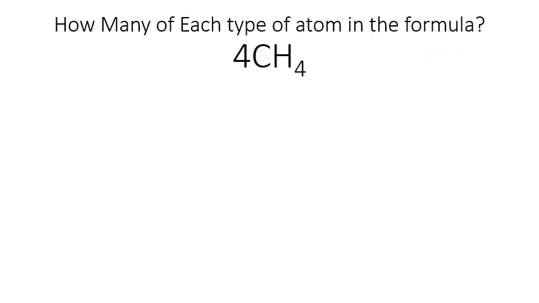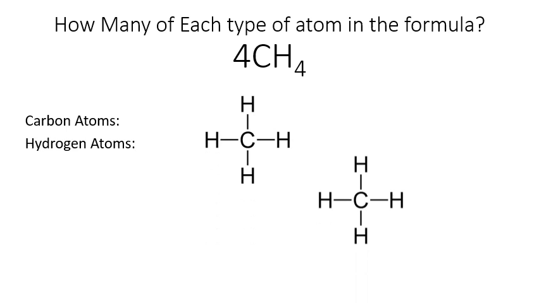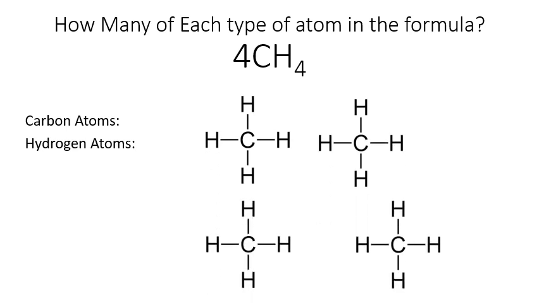All right, now, what if I said you've got 4 CH4s? How many carbons would we have? How many hydrogens would we have in total? Now, that's what 4 CH4s looks like. Now we can clearly see that there are 4 carbon atoms in total, and 4 times 4 equals 16 hydrogen atoms in total.